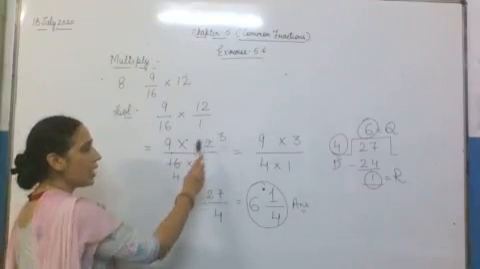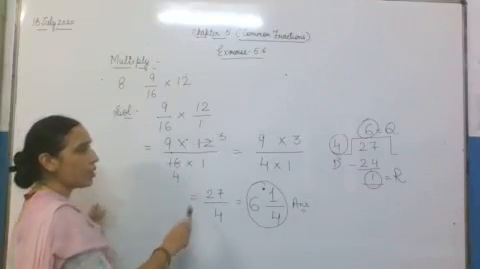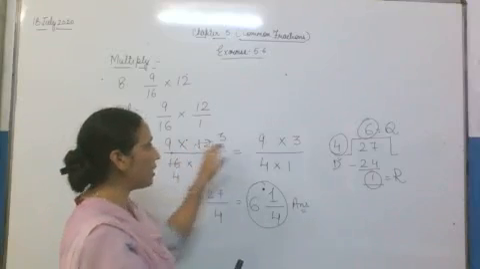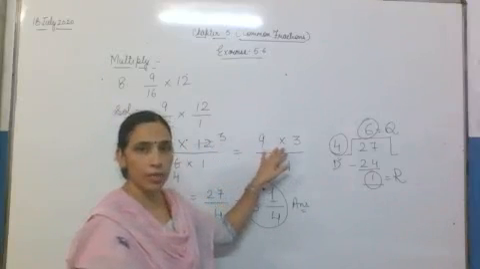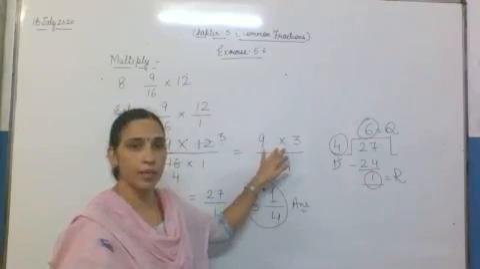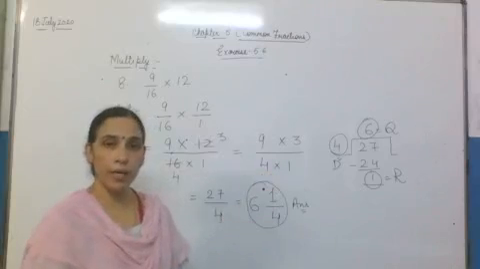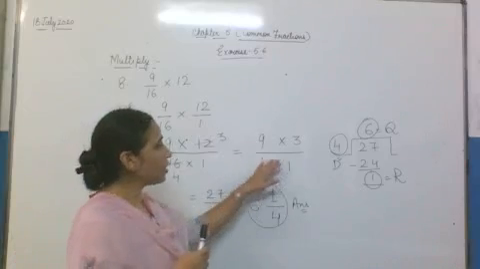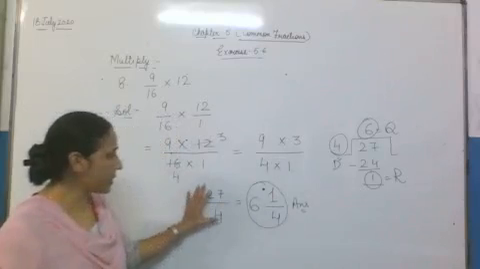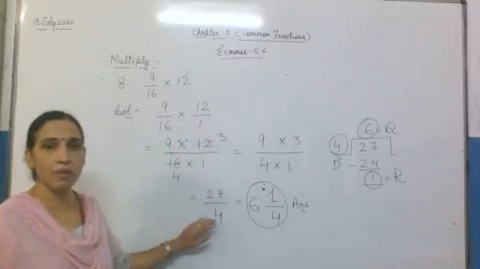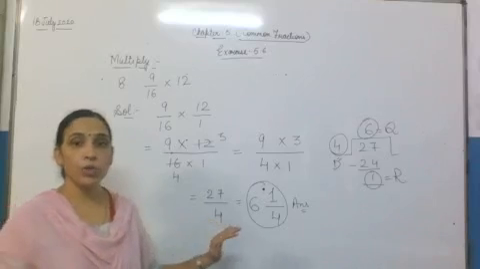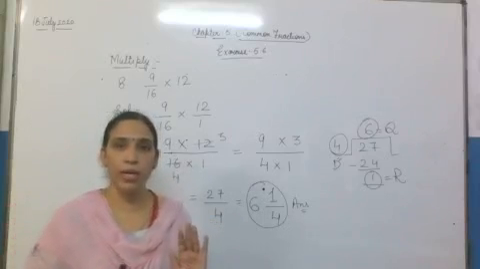4 threes are 12 and 4 fours are 16. Now what is the next step? Now numerator will multiply by numerator. 9 will be multiplied by 3 and 4 will be multiplied by 1. So after doing multiplication you will get this fraction which is 27 by 4. Now this 27 by 4 is what?